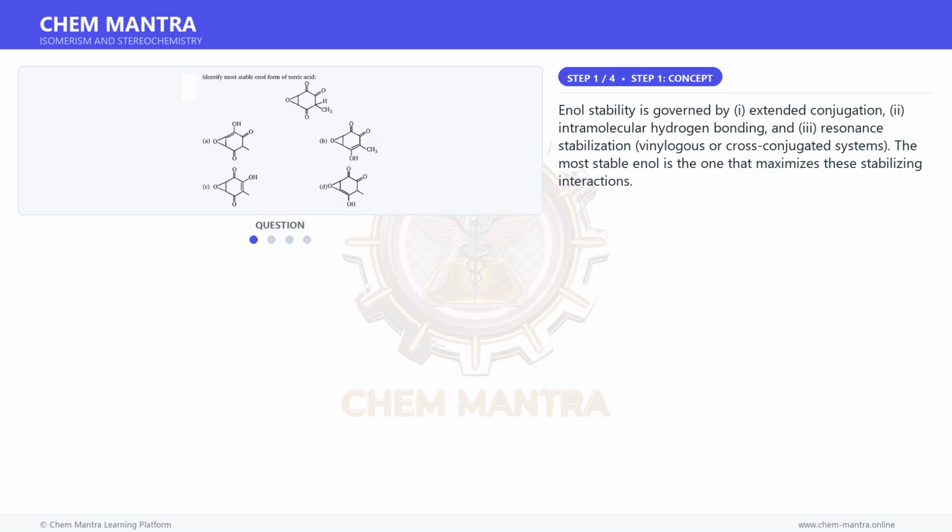Enol stability is governed by 1. Extended conjugation, 2. Intramolecular hydrogen bonding, and 3. Resonance stabilization, vinylogous or cross-conjugated systems. The most stable enol is the one that maximizes these stabilizing interactions.